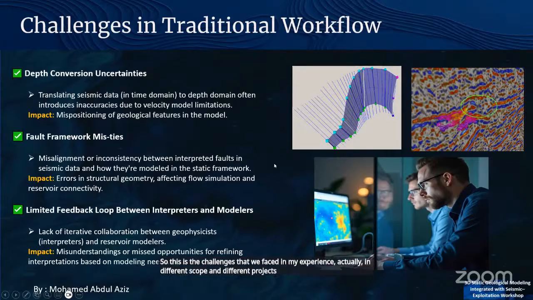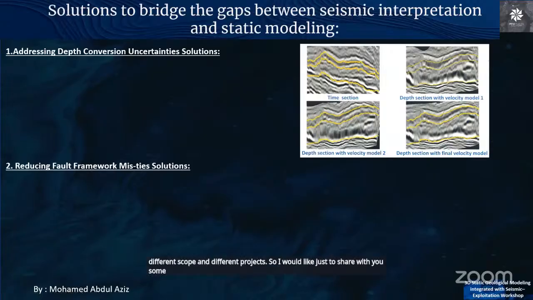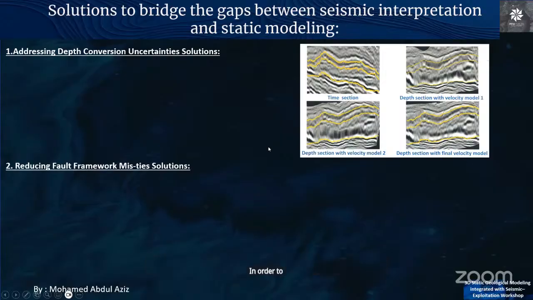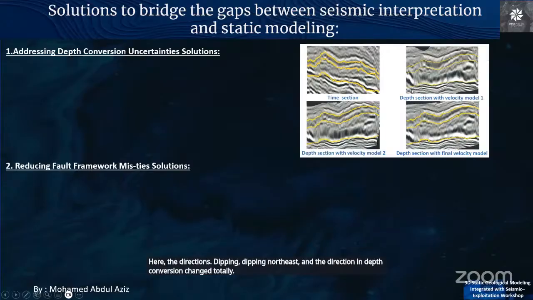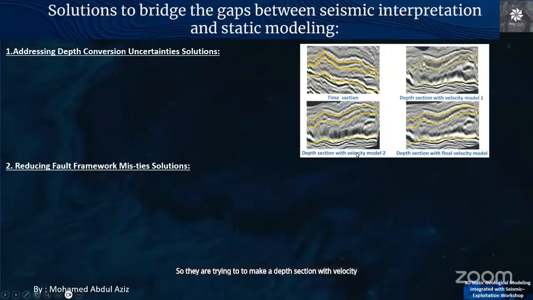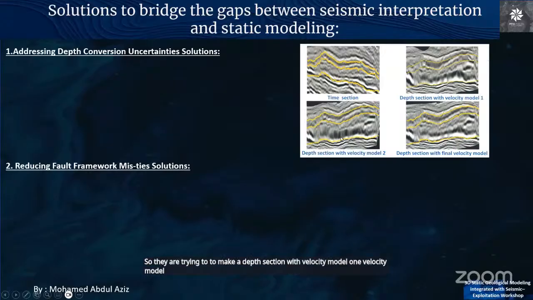So I would like just to share with you some solutions in order to avoid it in your projects within the static model. See, this is an example of the velocity model. Here, the direction is dipping northeast, and the direction in depth conversion changed totally. So they are trying to make a depth section with velocity model 1, velocity model 2, confirming the depth now, and finally this is a depth section with the final velocity.